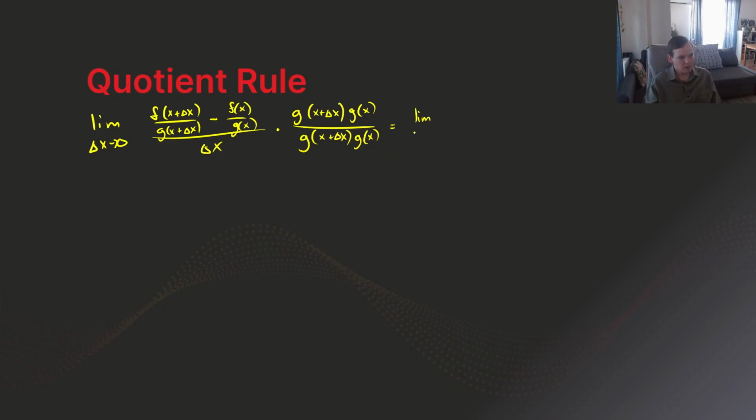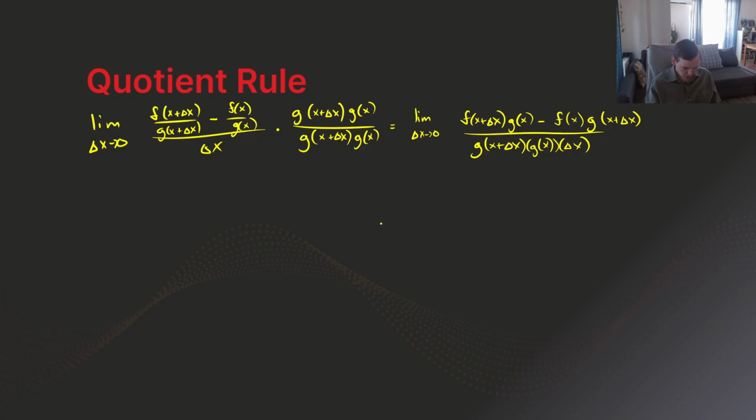So this will give me the limit as delta x approaches 0, and I'm going to distribute that through the numerator. So I'm going to get f of x plus delta x times g of x, because the g of x plus delta x cancels there. In my second term, I'm going to get f of x times g of x plus delta x, because the g of x is canceled. And in the denominator, I'm left with g of x plus delta x times g of x times delta x.